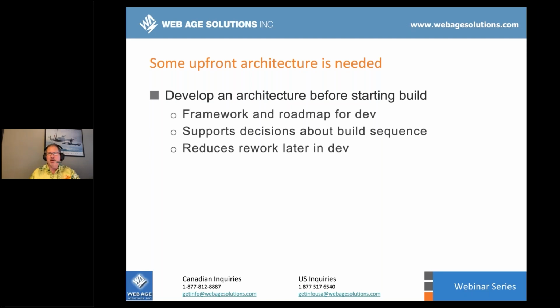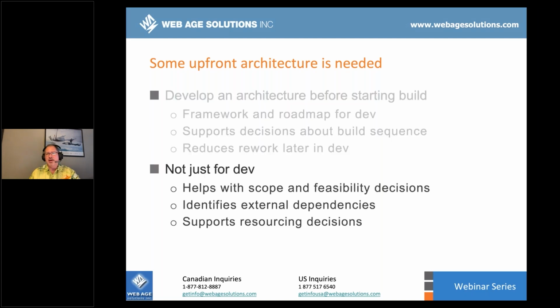Having an architecture up front doesn't mean these things don't happen. It doesn't mean we won't make things that we have to reverse later. But it does make their occurrence much less likely. But having an architecture up front, or at least some upfront architecture, is not just for development. It has benefits for other things as well. So back in that inception phase, when we're organizing the project, having that initial architecture will help understand what's feasible, what's not, what's the scope of the project, how big is it?